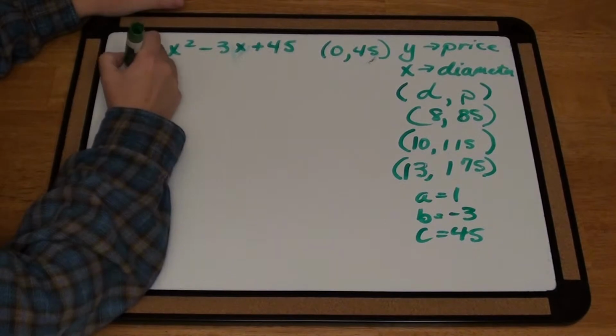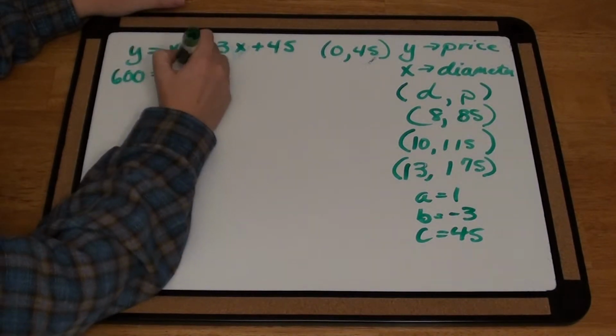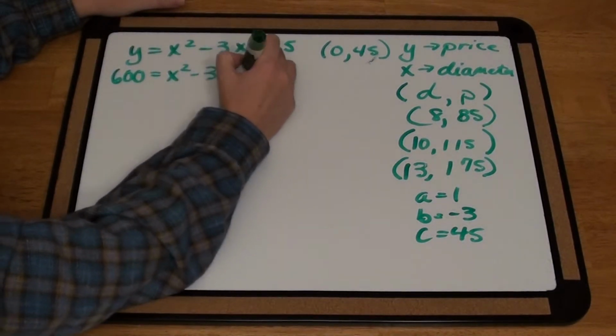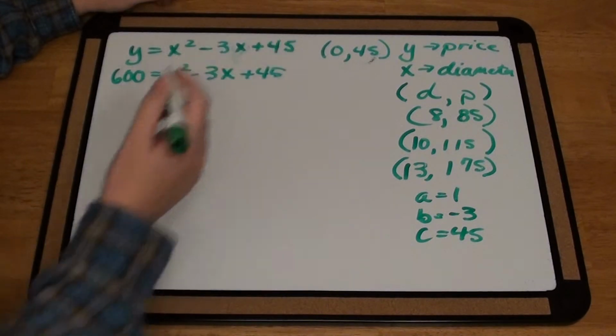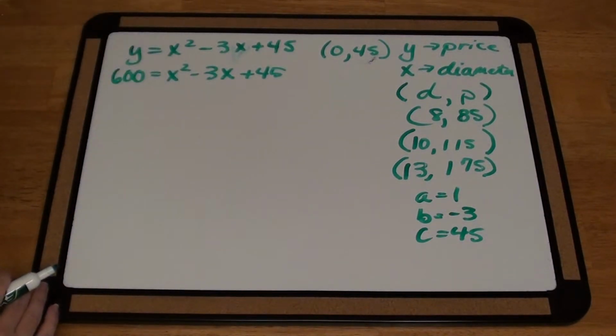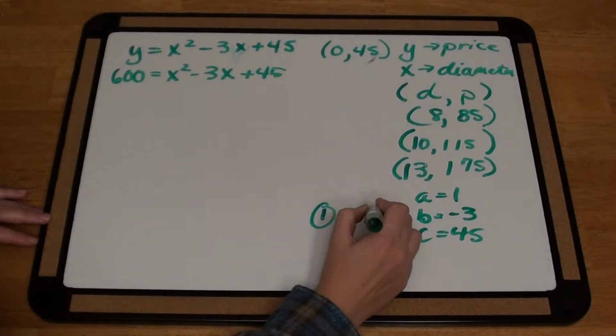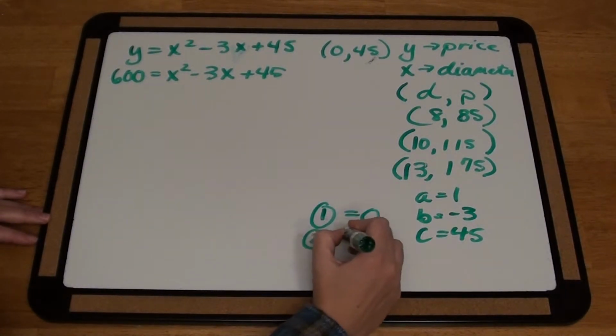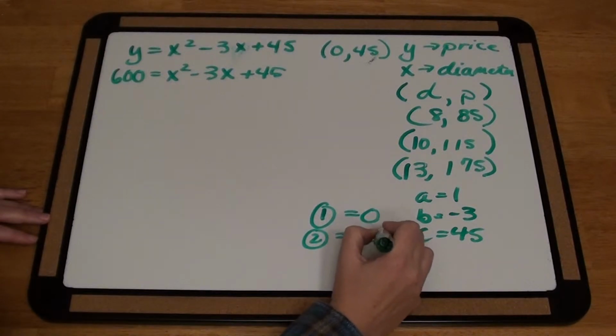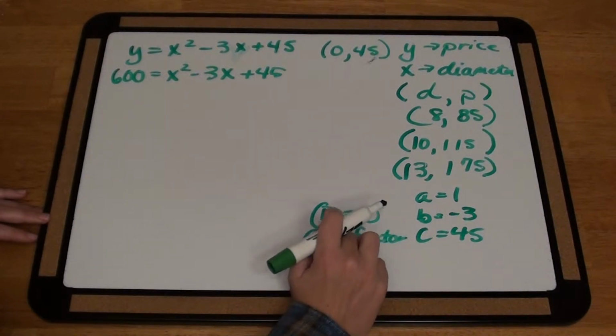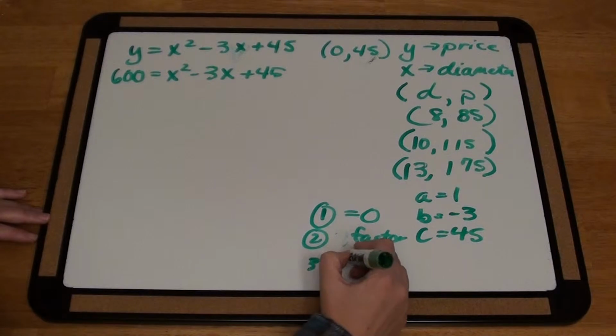So 600 equals x squared minus 3x plus 45. Well, I have an equation. I have one variable. Awesome, I can solve it because I've got one equation and one thing I don't know. I don't know x. So in order to solve an equation, remember there are basically 3 steps. 1, set it equal to 0. 2, factor. 3, state your solutions.